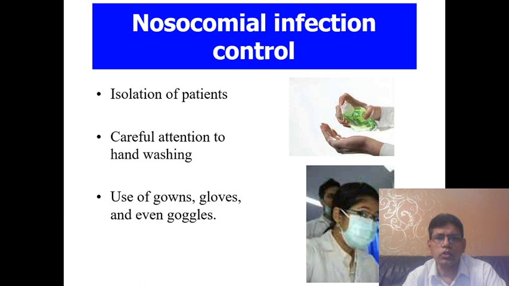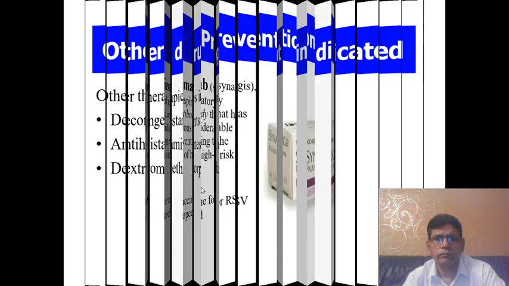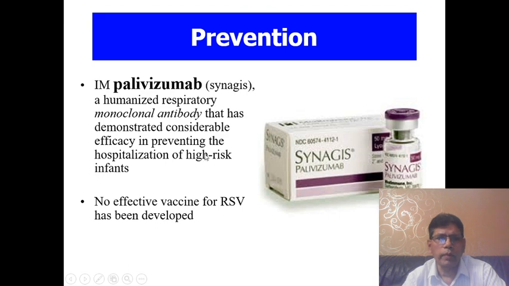And nosocomial infection control: isolation of the patient, careful attention to hand washing, and use of gowns, gloves, and even goggles. So this is what we are doing now in this corona crisis period. Other drugs are not indicated, like decongestant, antihistamine, dextromethorphan. And for prevention, palivizumab, a humanized respiratory monoclonal antibody, can be given in the high risk group. It is a costly drug, not available in Bangladesh.